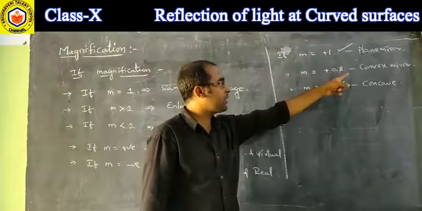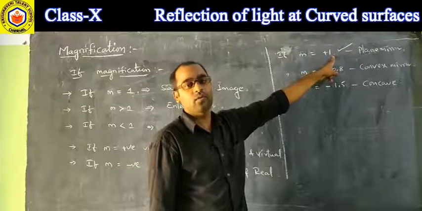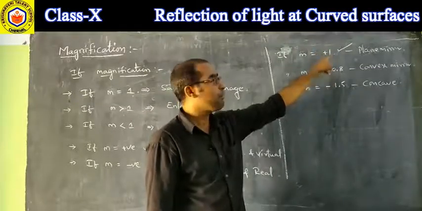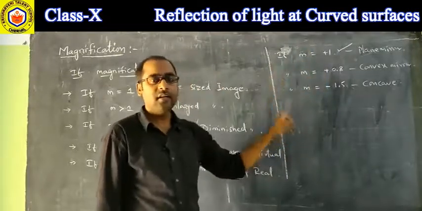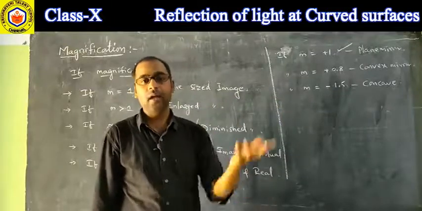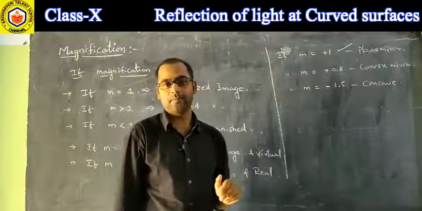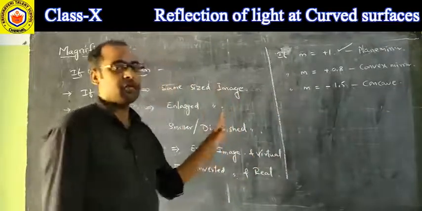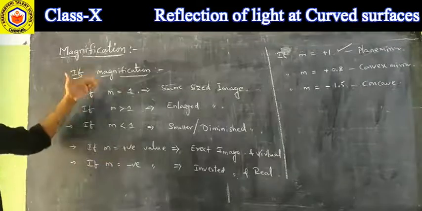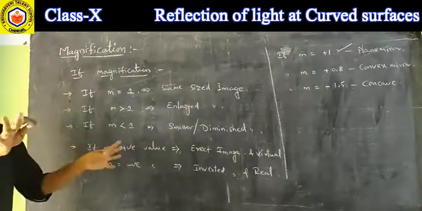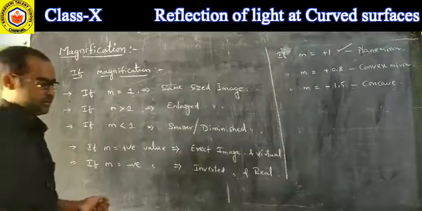For a convex mirror, it is always less than 1. For a plane mirror, it is always equal to 1. Magnification for a convex mirror is always less than 1, but for a concave mirror, it is less than 1, greater than 1 and equal to 1. That is the speciality of the concave mirror, right? So that is the complete information about magnification and all these rules. If you remember these rules, you can identify the nature of the image clearly based on the values that you get. So clear?